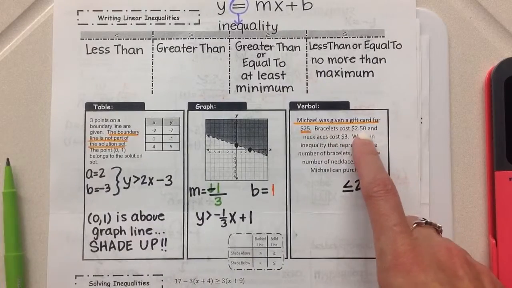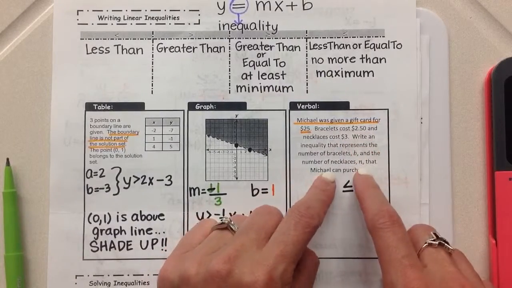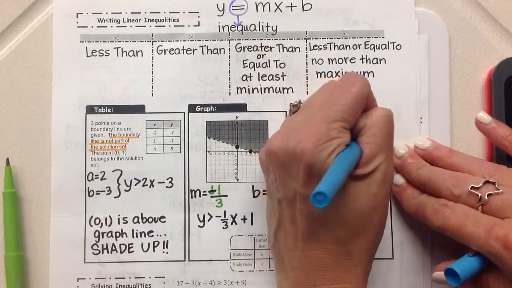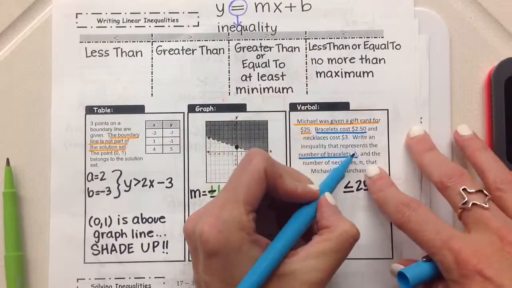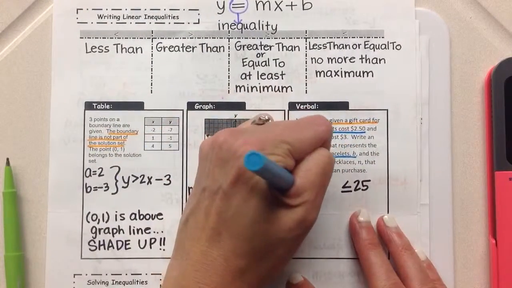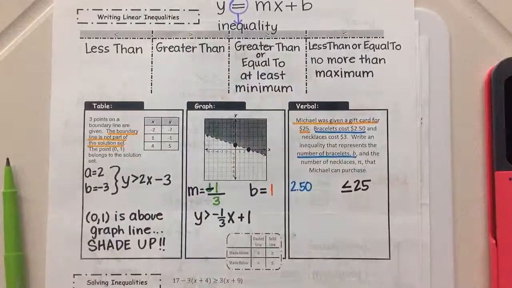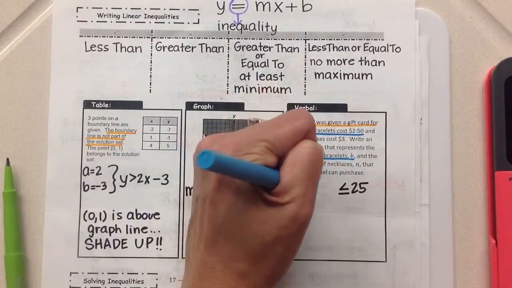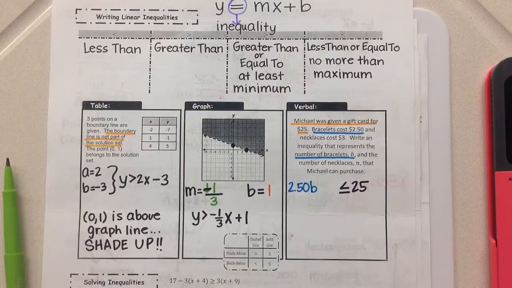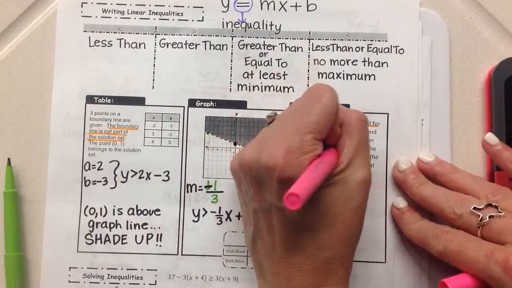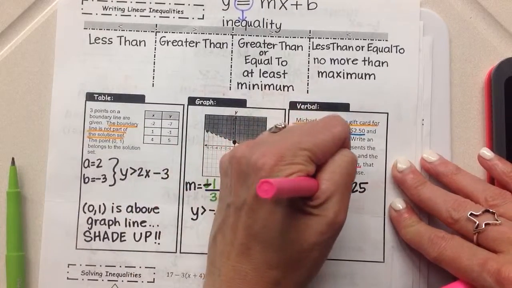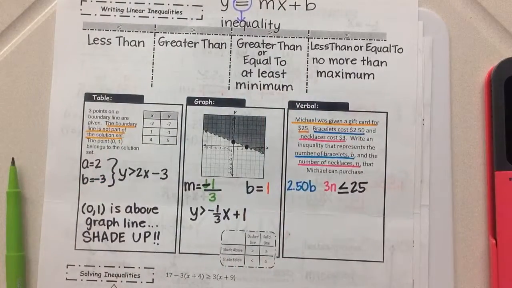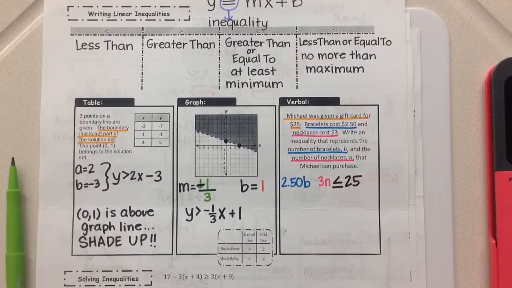All right, it says bracelets cost $2.50. And they also told me that the number of bracelets that he buys is with the letter B. So $2.50 and B have to match up. So I am going to pay $2.50 every time I buy a bracelet. I just don't know how many times I'm going to be buying a bracelet. So I'm going to say $2.50 times B. And then necklaces cost $3, and they told me the variable to use with necklaces is N. So I'm going to say 3N, because every time I buy a necklace, I'm going to be paying $3. I just don't know how many times I'm going to pay $3.